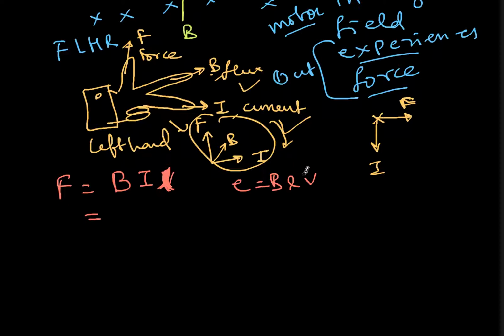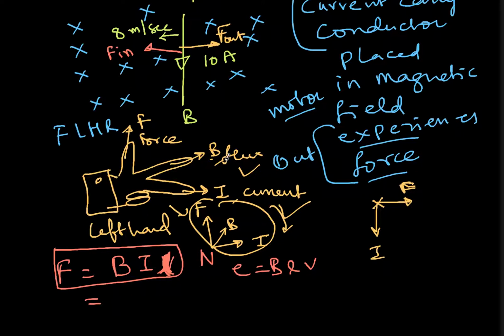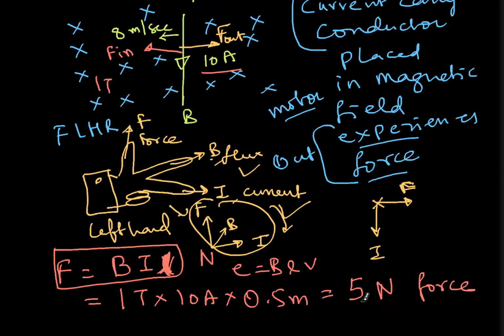We have not derived this formula, but we'll just use it for now, and later in some other video we'll be deriving it. So this will be in newtons. If I go back to my problem, the flux is 1 Tesla. So I'll write 1 Tesla multiplied by current, which is 10 amperes, multiplied by length, which is 0.5 meters. So 1 into 10 into 0.5 is 5 newtons of force. So the output force is 5 newtons.